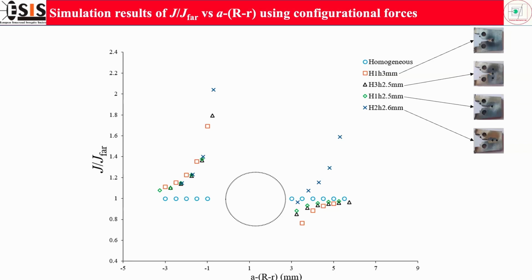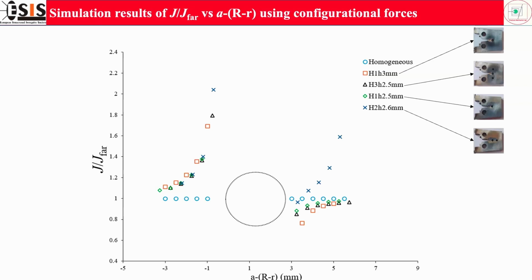Similarly, for this case where the hole diameter is 2.6 mm, it is a little bit on a higher note, and you can see in this case it is getting greater than 1 because there is another hole present after the first hole. So initially there was an impact of the first hole, that's why there was a crack resistance, but after some time as the crack tip changes, the crack driving force got increased because of the second hole present on it. So this was the simulation result based on the configurational forces.